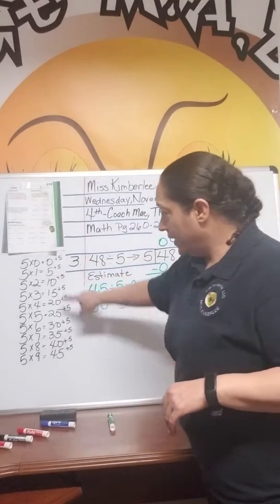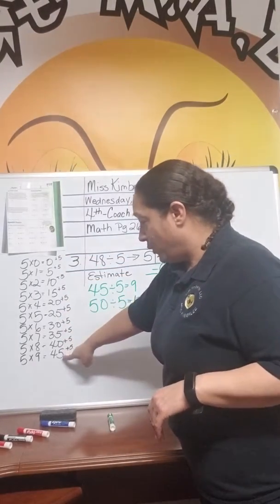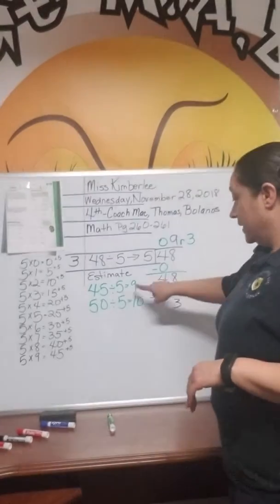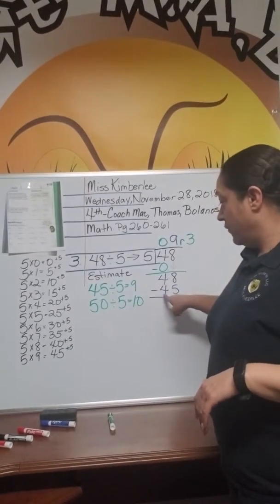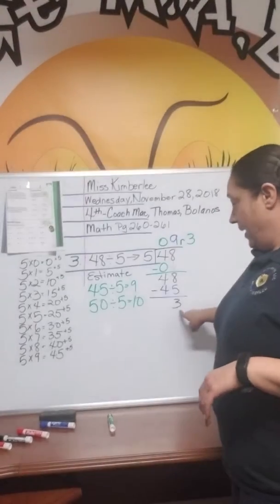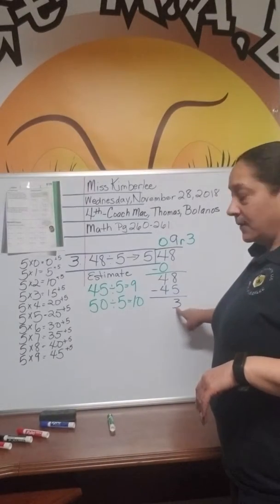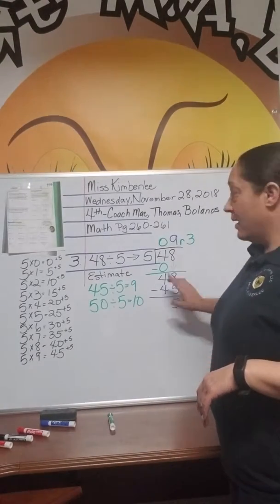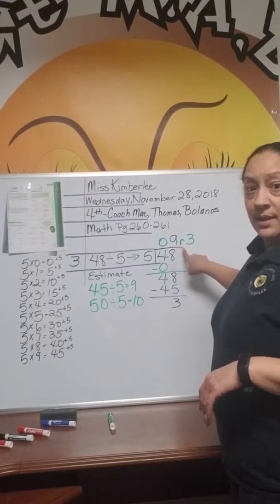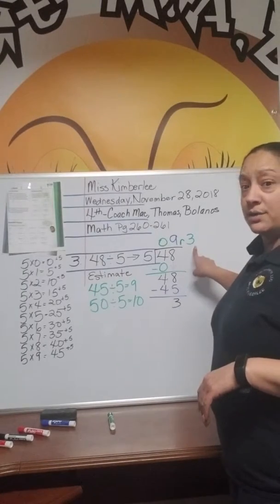So you can go over here and you can see, okay, well, 45 is closest to 48. So 5 times 9 equals 45. You subtract that, and you have 3 as your remainder. Some people can leave that down there. Other teachers expect you to put a remainder 3 or R3.